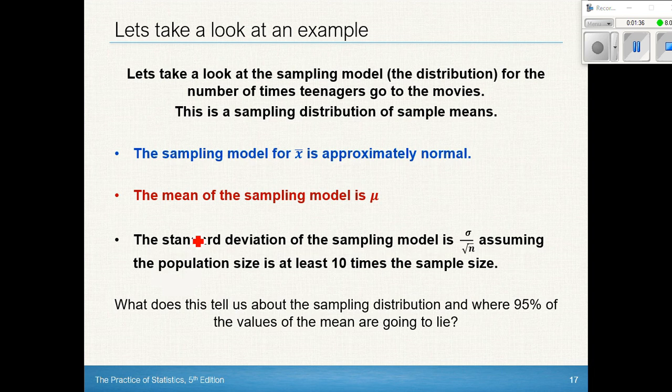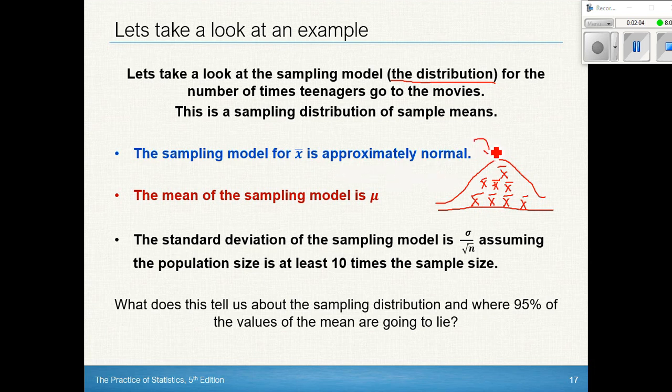So now let's take a look at the sampling model. Remember, this is the distribution for the number of times teenagers go to the movies. This is a sampling distribution of sample means. Okay, so if I went out and gathered many, many samples, and I put all of those sample means on my graph, this would be a sampling distribution of all of those possible sample means, okay?